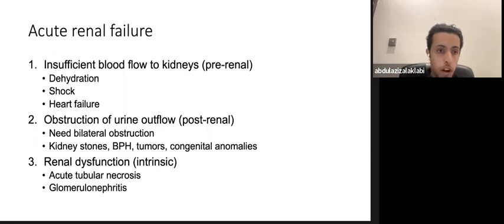Now, examples, as you can see, we have kidney stones, BPH, tumors, and other congenital anomalies, but these all have to cause bilateral obstruction in order to cause renal failure. Now, the third category is what we call intrinsic renal failure. This is divided into mainly two causes: acute tubular necrosis, okay, and glomerulonephritis or acute interstitial nephritis. And intrinsic is due to dysfunction of the actual kidney itself, and that is what's causing the renal failure.